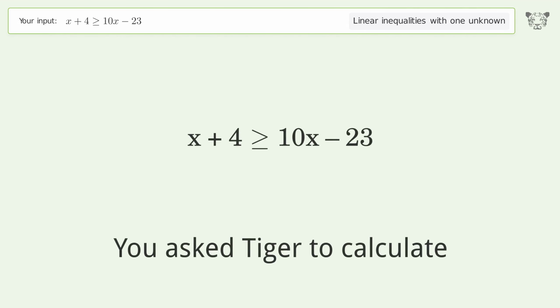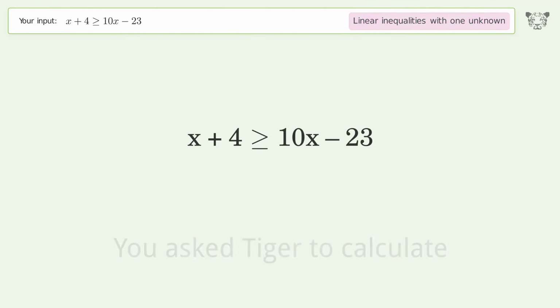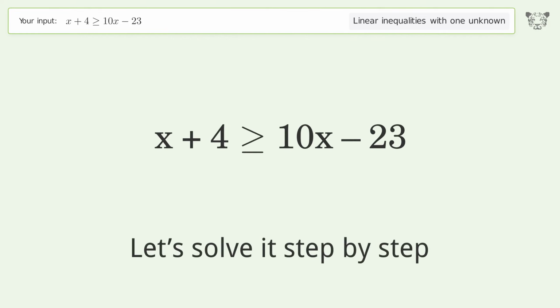You ask Tiger to calculate. This deals with linear inequalities with one unknown. The final result is x equal or smaller than 3. Let's solve it step by step.